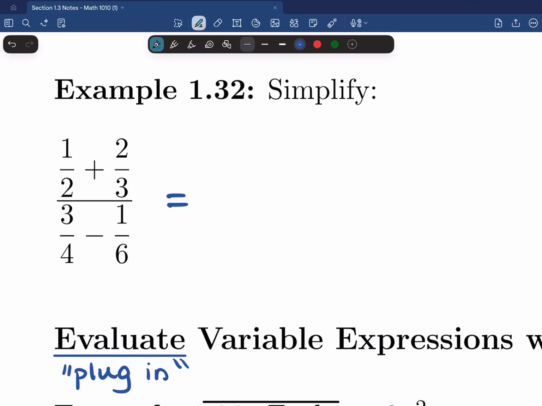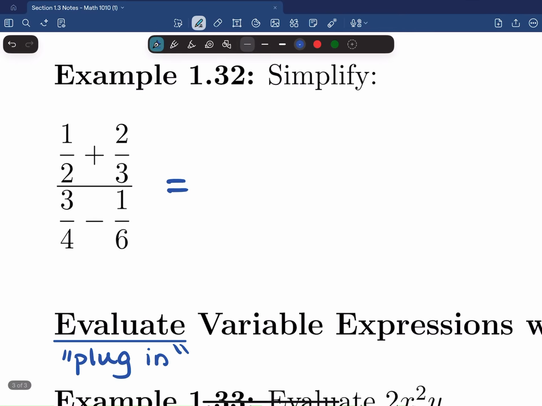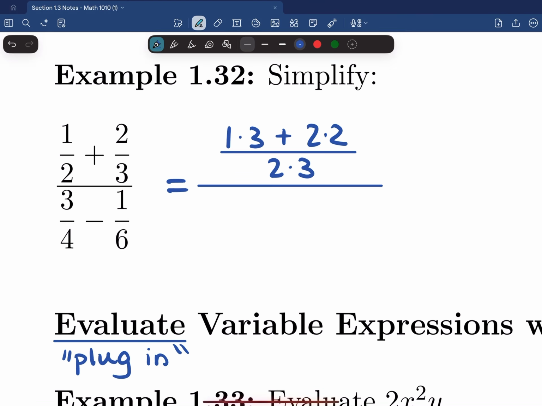1/2 plus 2/3. Well, we have fraction addition with different or unlike denominators. So let's work on that first. 1 times 3 plus 2 times 2 divided by 2 times 3. Now we have the big division symbol in the middle of everything. And now let's do fraction subtraction with unlike denominators. So that would be 3 times 6 minus 4 times 1 divided by 4 times 6.